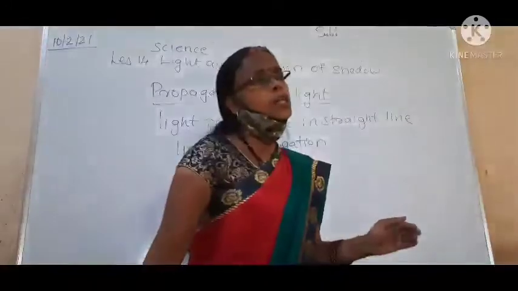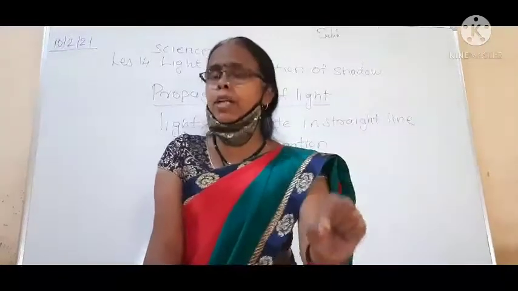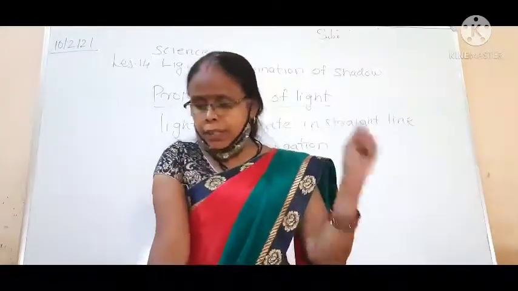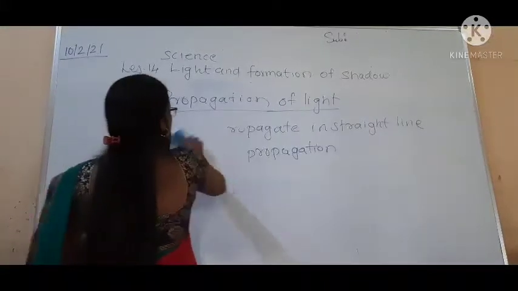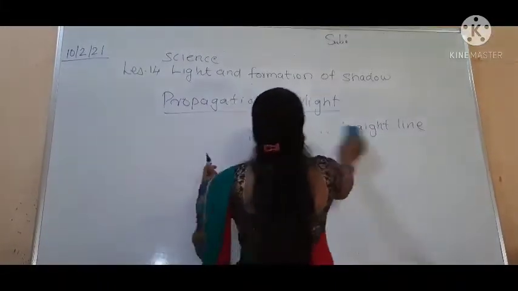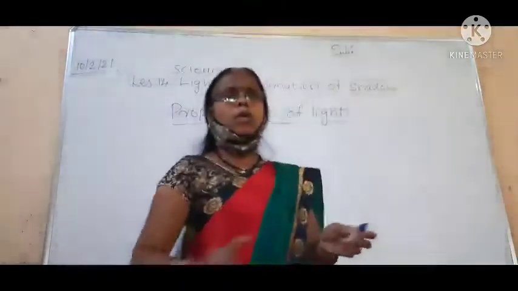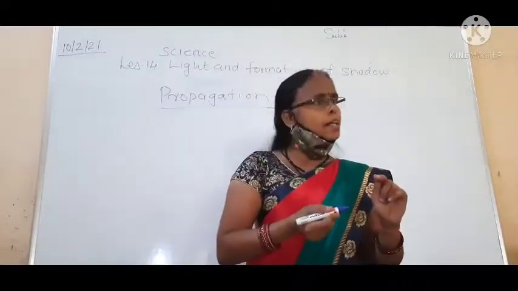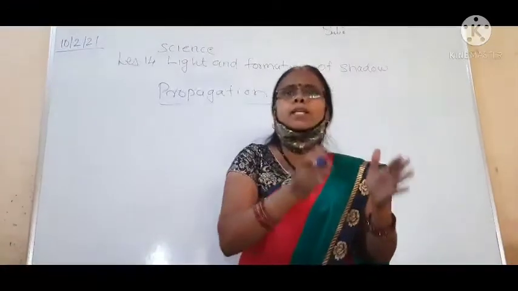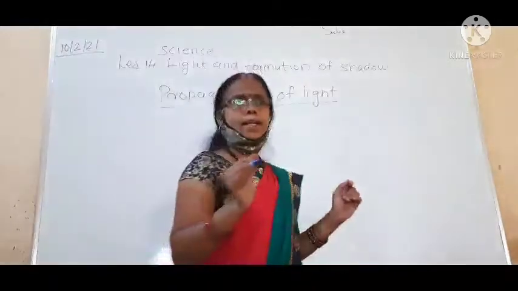So we are going to study this linear propagation of light through a small activity. Take out your textbook, page number 98. A small activity. You have to take cardboards of the same size. You have to make holes in the center of the cardboards, and you have to place those cardboards so that all the holes are in a straight line.